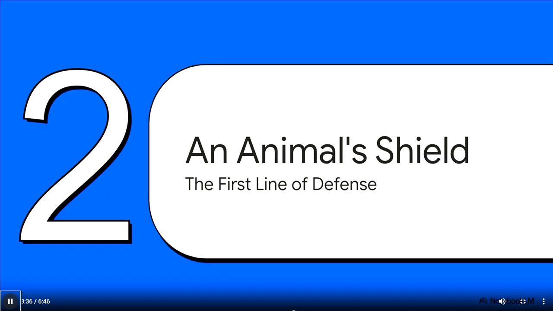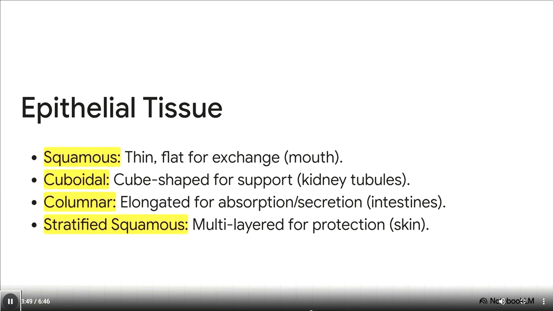All right, let's switch gears completely. We're leaving the plant kingdom behind and jumping into the world of animal tissues. And we're going to start with the body's first line of defense, the tissue that covers and protects pretty much everything. This is called epithelial tissue. It makes up the outer layer of your skin, sure, but it also lines all your internal organs and cavities. And depending on its job, it has a totally different shape.